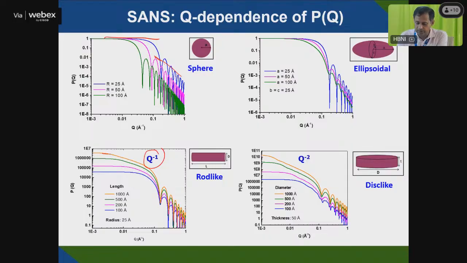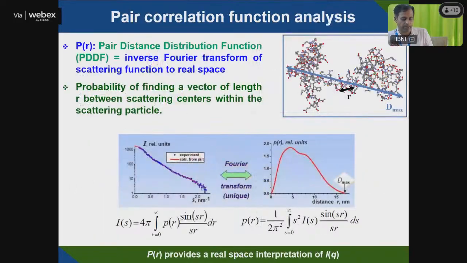And in the case of a rod-like structure, ellipsoid or disc-like structure, if you fit it here, it will be Q to the power minus 2. So depending upon this data, the Q dependence of PQ, you can find out by using software and fitting what the shape of my particles is. That information you can get.